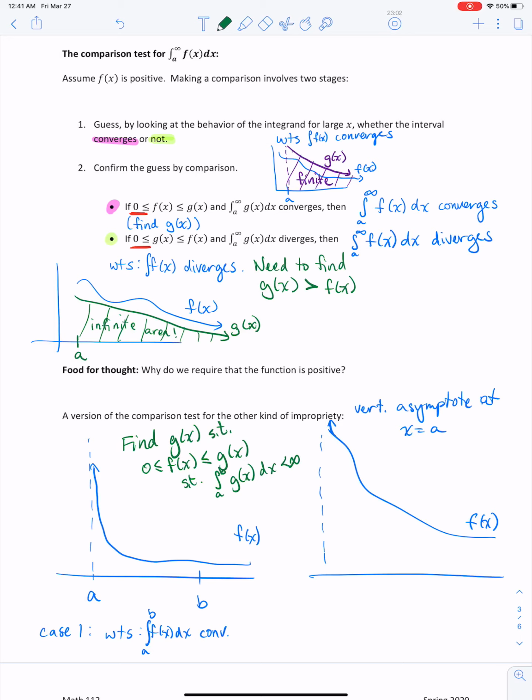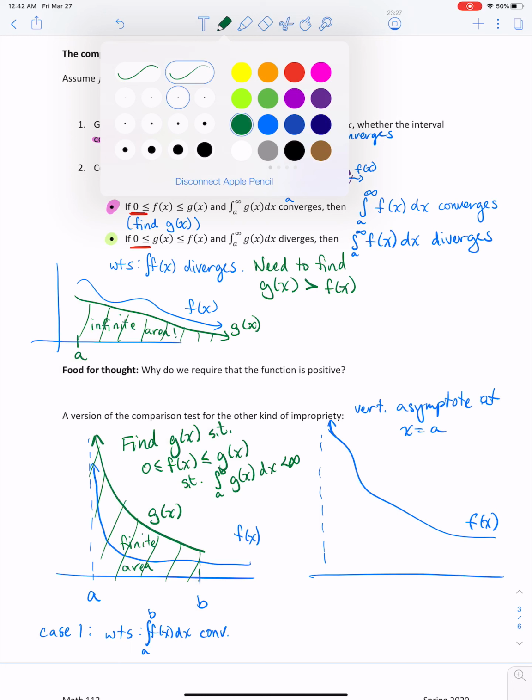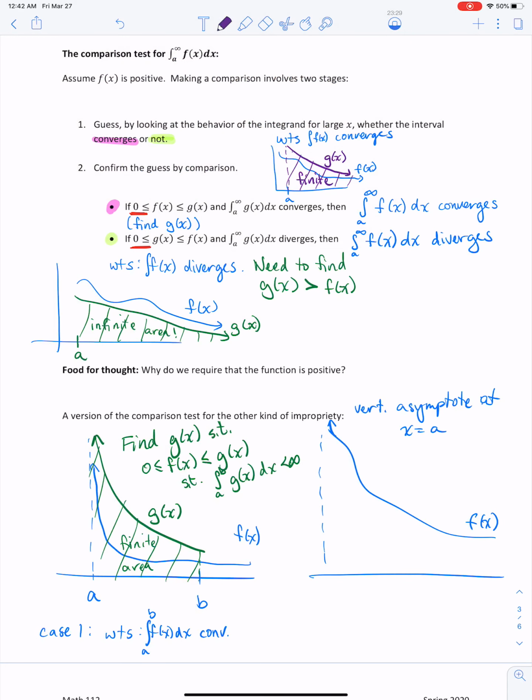Sometimes we kind of abbreviate converges by writing less than infinity. So let me just go ahead here and put, here's my g of x, and this area here is finite. Okay, and then let me go ahead and draw the corresponding picture for the other scenario.